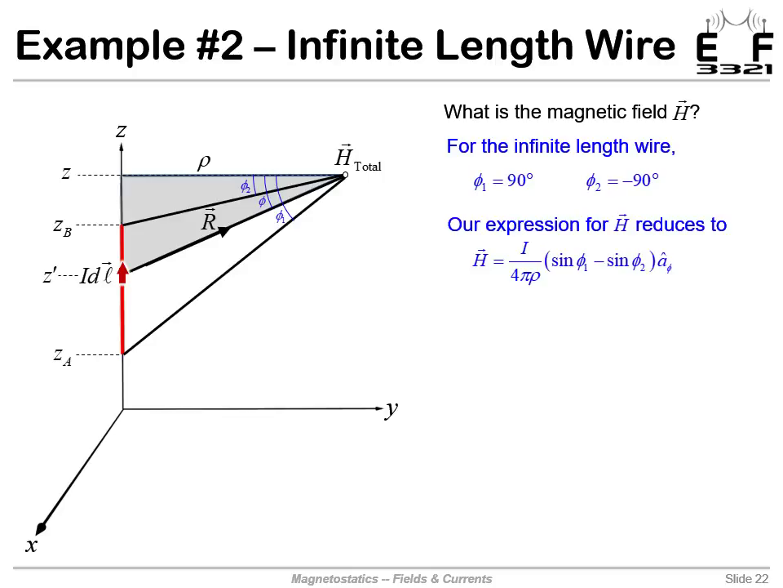So now we can take our expression we got for the finite length wire, plug in those values for phi1 and phi2, and we'll have the expression for the magnetic field around an infinitely long wire.